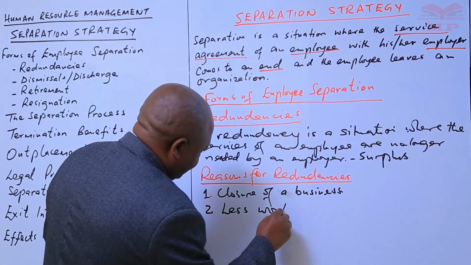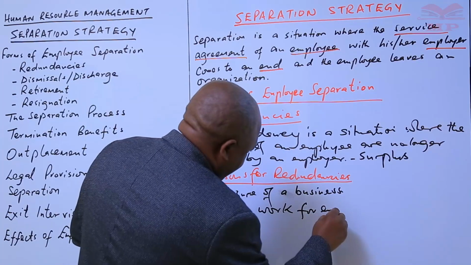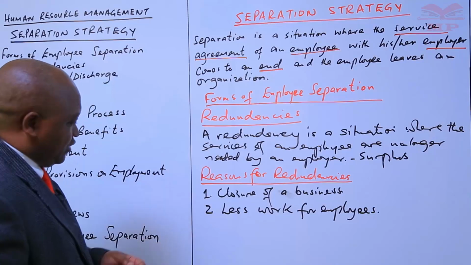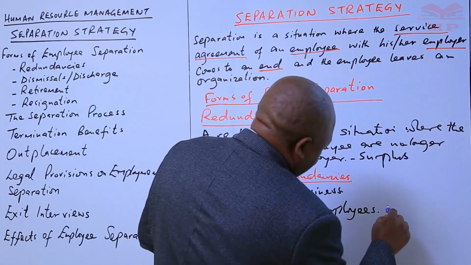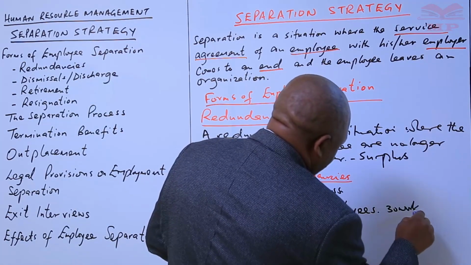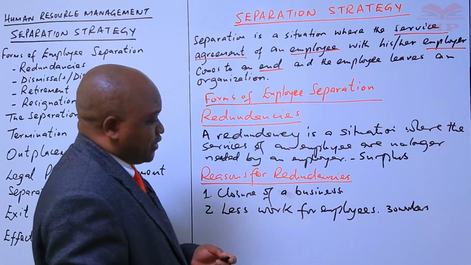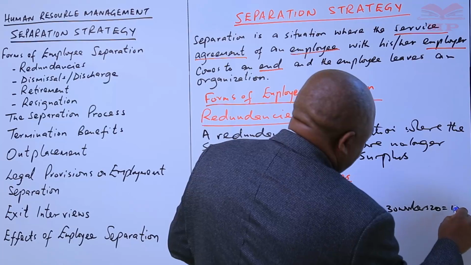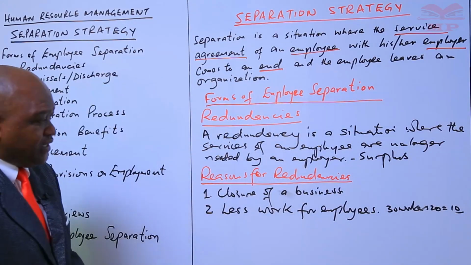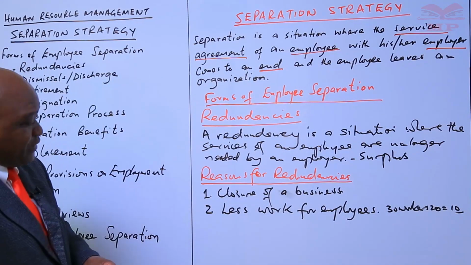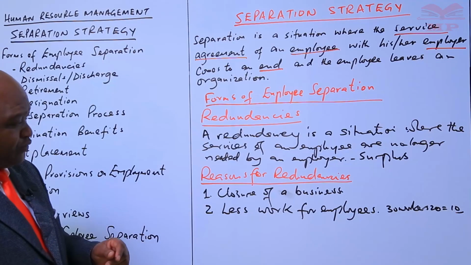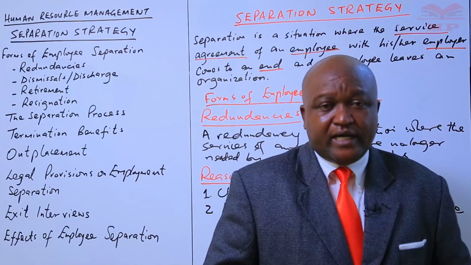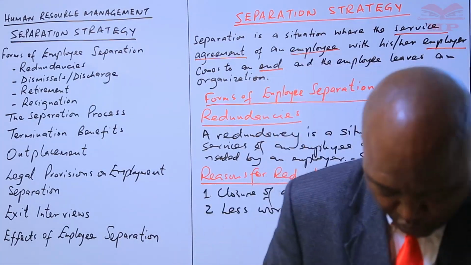Less work for employees. An organization may have a workload that requires, for example, 30 workers. If the workload now requires 20 employees, then there will be a surplus of 10 workers. Those 10 workers will be redundant or surplus. So when there is less work for employees, that could be another cause for an employer to declare employees redundant within a given working environment.